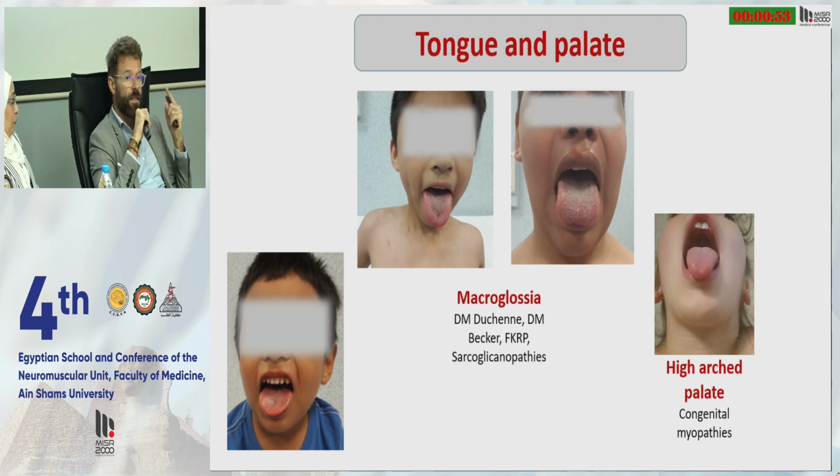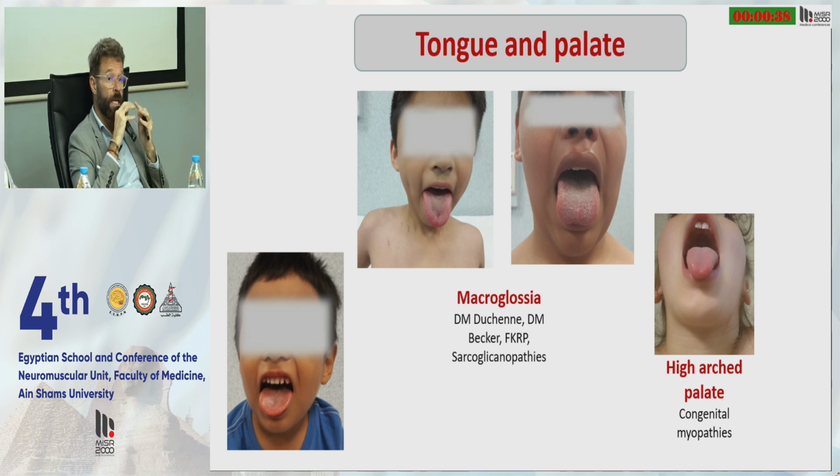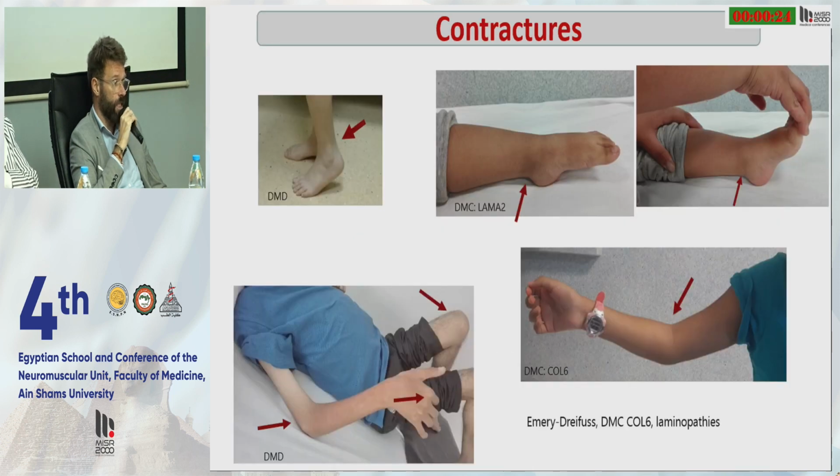And something that is really important, especially for congenital myopathy and congenital muscular dystrophy, is the deformation of the palate, with this ogival or high arched palate. That means that there were reduced movements in utero, and the palate cannot develop easily because the muscle cannot move. Always check for this.